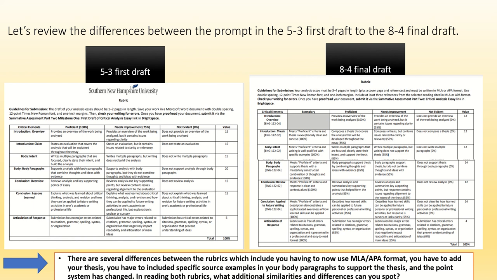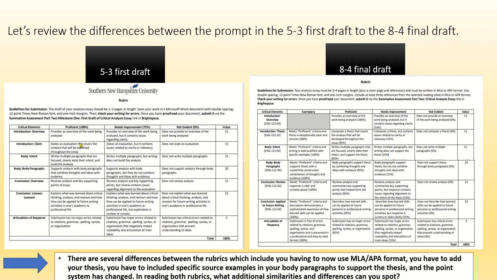In addition to that, in the first draft, you did not need to use MLA or APA format. And now in the A4 final draft, that is a requirement. And I've included an extensive amount of help with that in my announcements, which I'll go over in a bit. And then finally, let's take a look at this rubric.